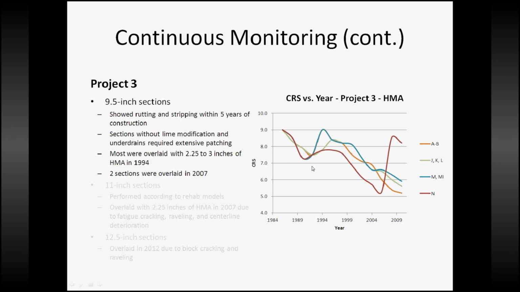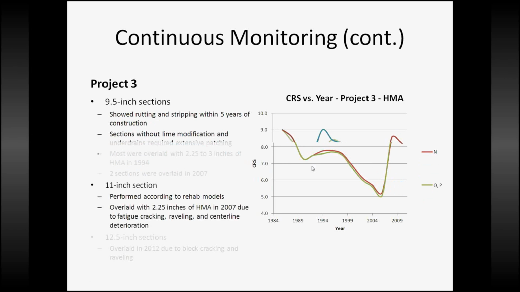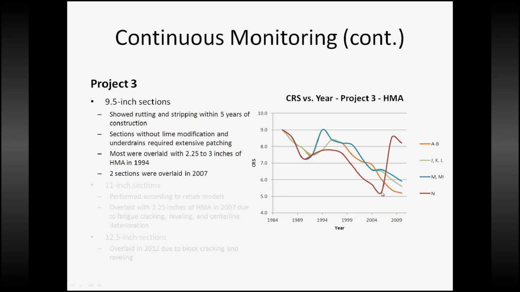Now, 2 of the sections were overlaid in 2007, so they vastly outperformed the other 9.5-inch sections. Now, these sections were a little bit different. Section N was a very short section, and it had one structure within it. So we believe that the very short section might not be a good representation of the 9.5-inch section. And section O was a transition section between the 9.5 and the 11-inch section.